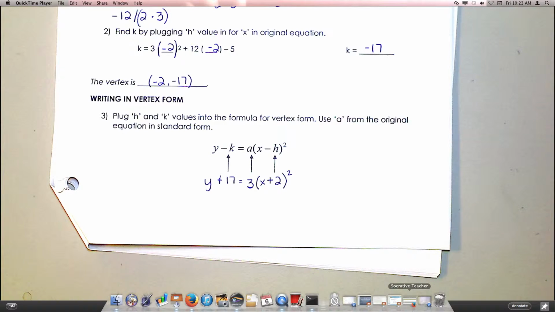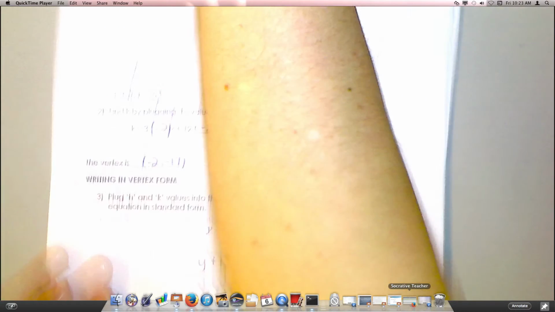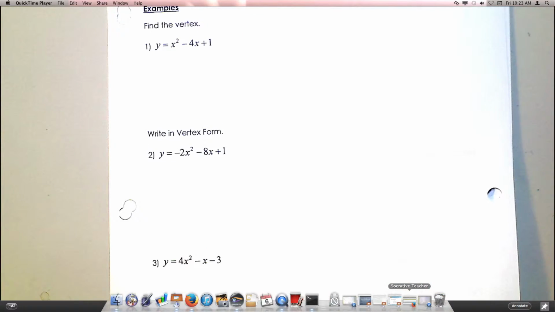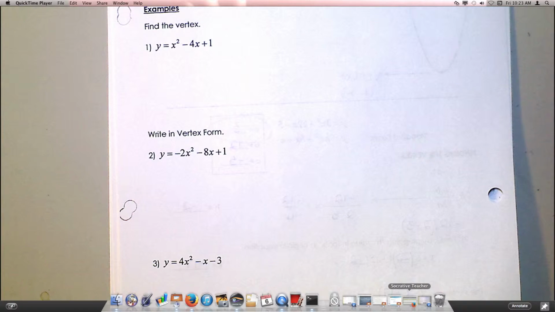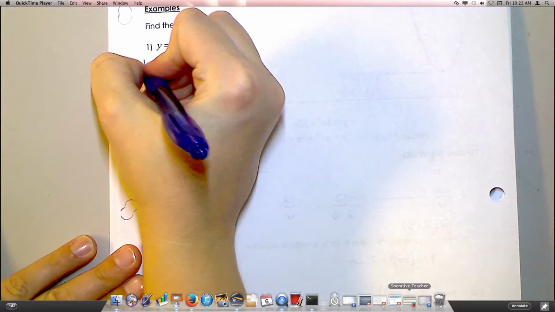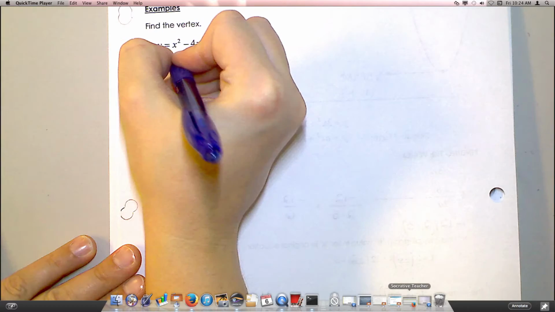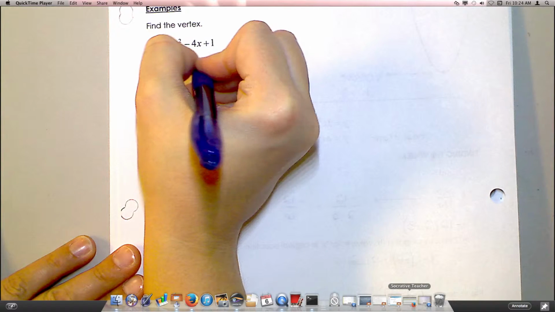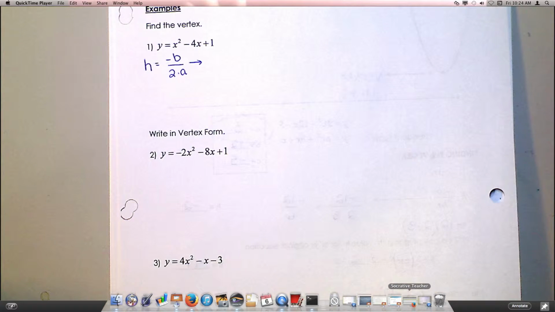Good? So step 1, find h. Step 2, find k. Step 3, if you need to, write it in vertex form. Let's try a few examples, beginning to end. Okay. So to find h, we're using negative b over 2 times a. What's our b value in this example?